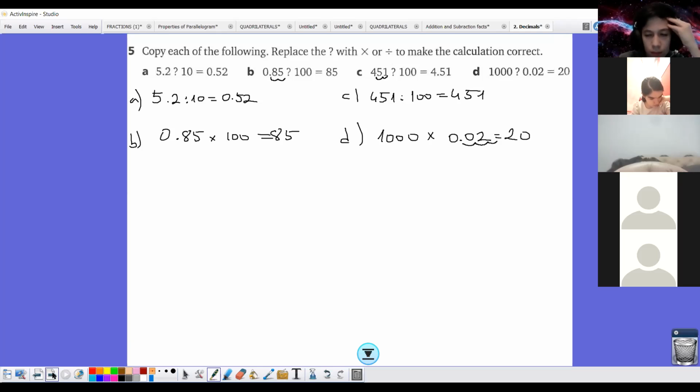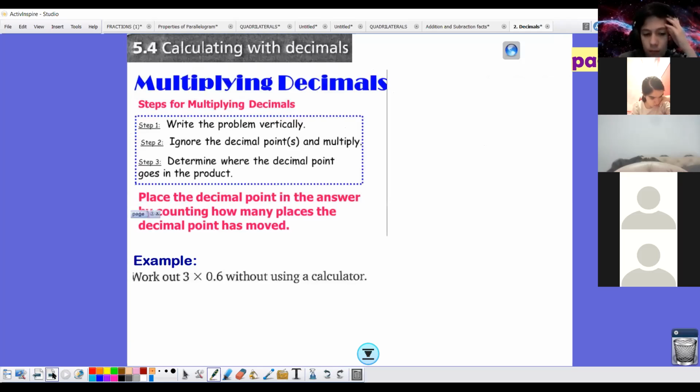Now let's see what we have. Next, calculating with decimals. Till now, we did division and multiplication with 100. If we have different numbers, what will we do?